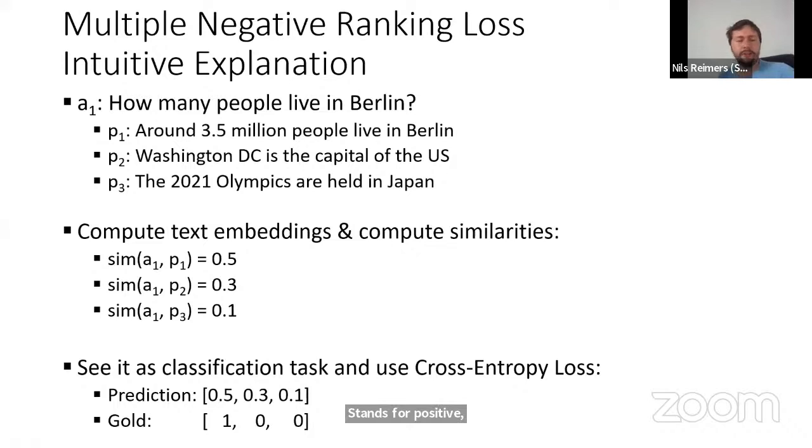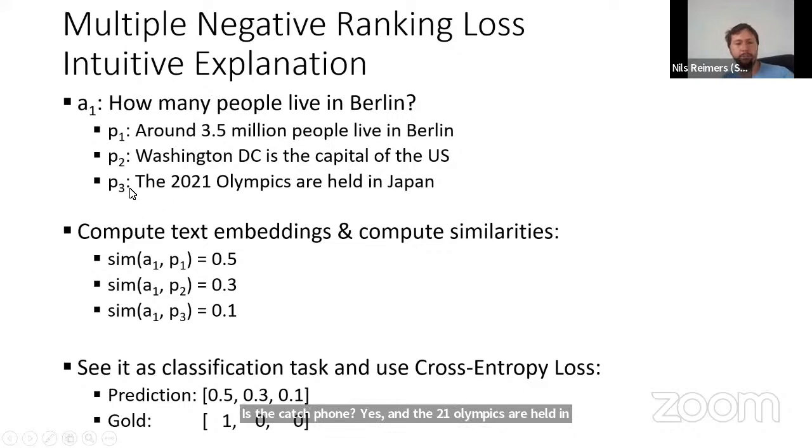An intuitive explanation would be the following. For example, as an anchor, we have "How many people live in Berlin?" and then we have different positives, so different P's. The first P, the matching P, is "Around 3.5 million people live in Berlin." And then we have other texts: "Washington, D.C. is the capital of the US," and "The 2021 Olympics are held in Japan."